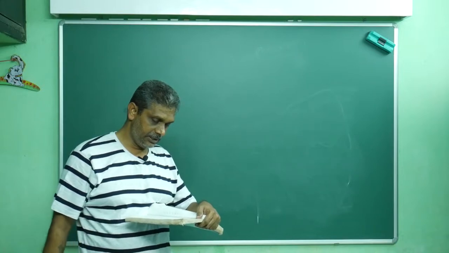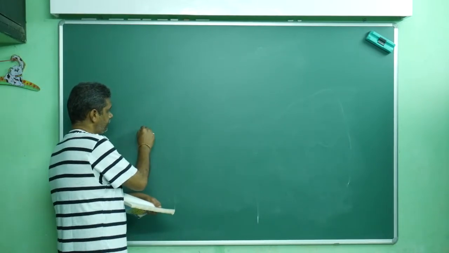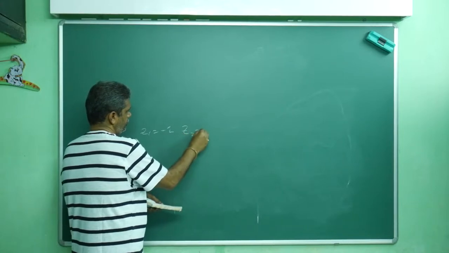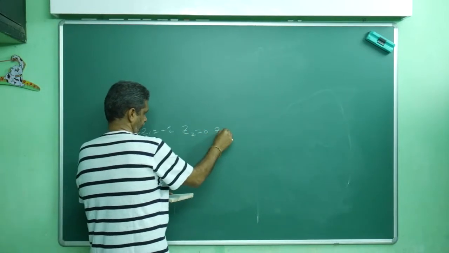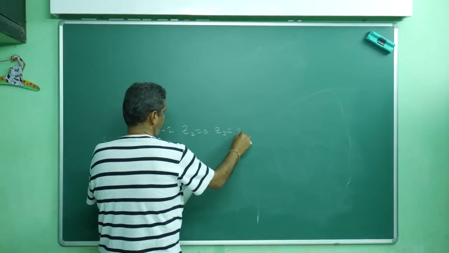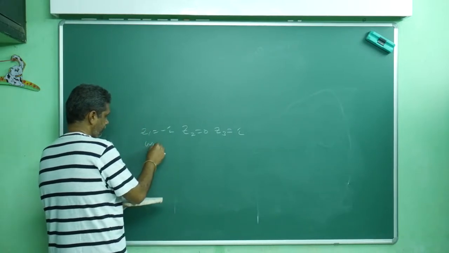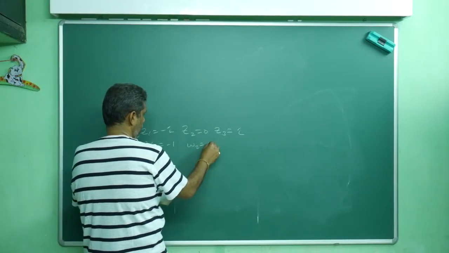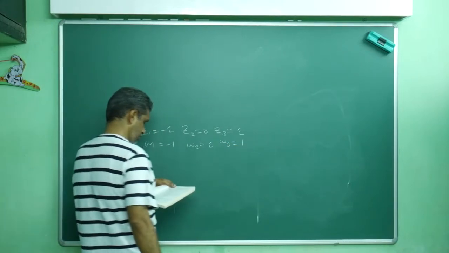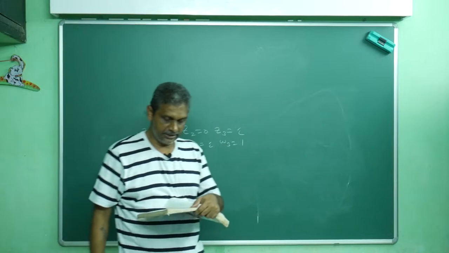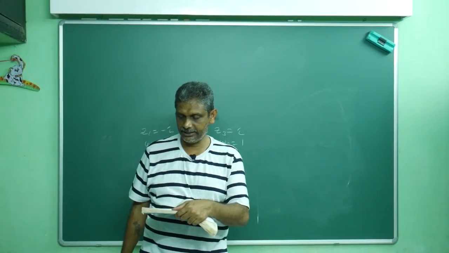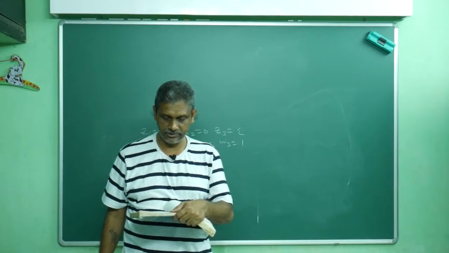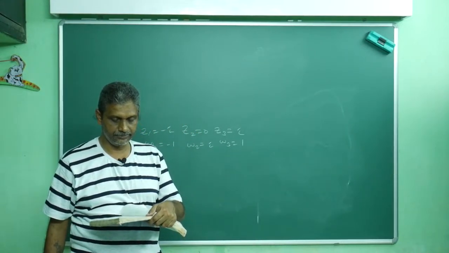Now he is telling you, find the bilinear transformation that maps the points Z1 is equal to minus I, Z2 is equal to 0, Z3 is equal to I into the points W1 is equal to minus 1, W2 is equal to I, W3 is equal to plus 1 respectively. See again, check: find the bilinear transformation that maps the points Z1 is equal to minus I, Z2 is equal to 0, Z3 is equal to I into the points W1 is equal to minus I, W2 is equal to I, W3 is equal to 1 respectively.